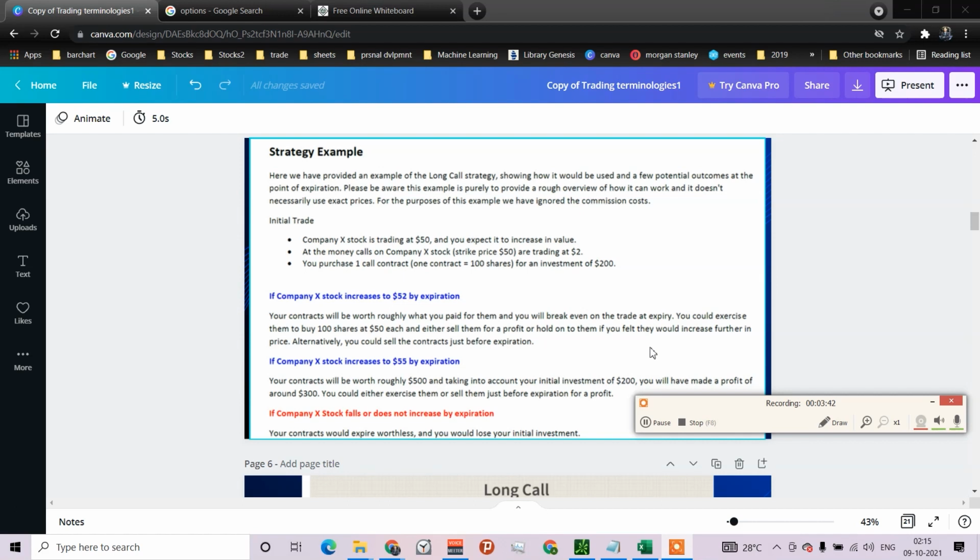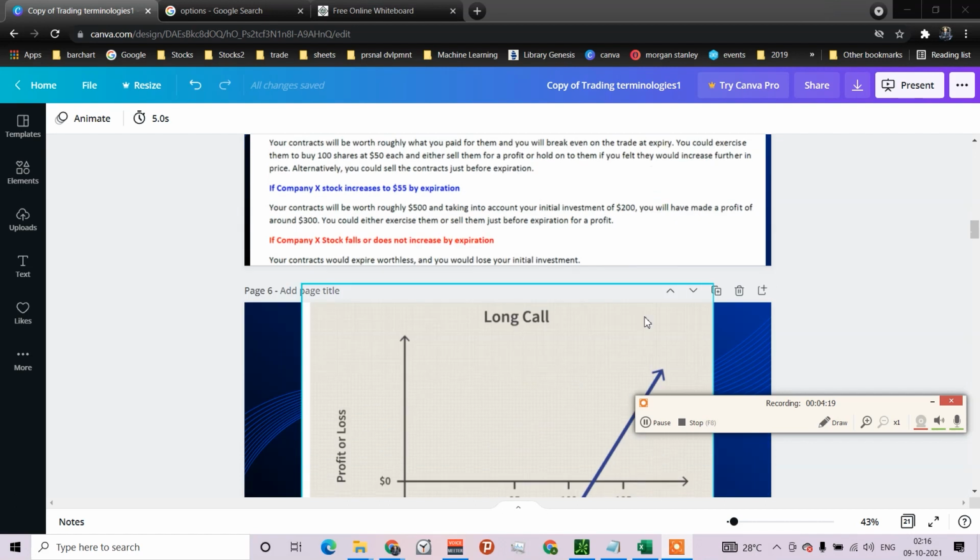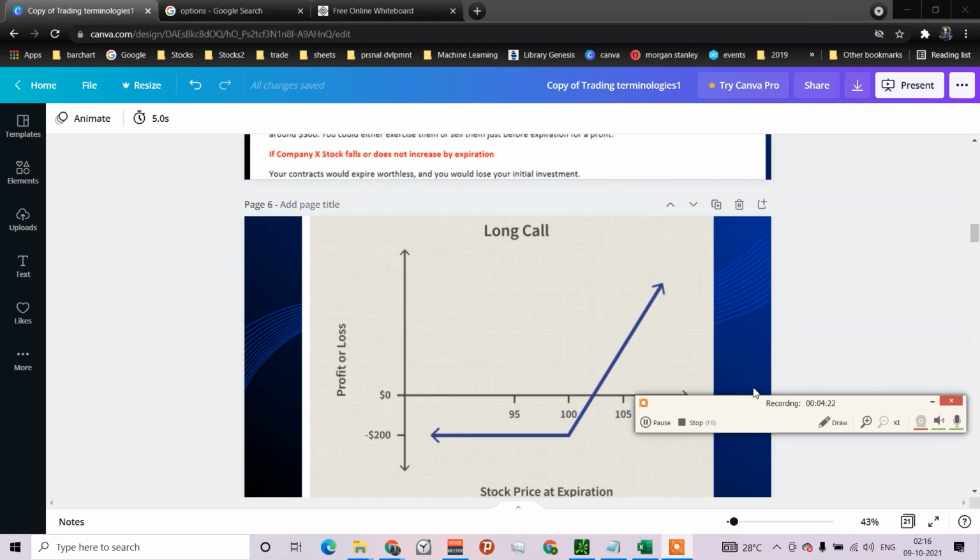But you will break even if you can get to the break-even point for the $200 you paid, and from further up you can make more profits. So in this case, if the stock price was trading at $50 and it goes to $52, you would reach break-even, because the call option was trading at $2 when we bought the option.